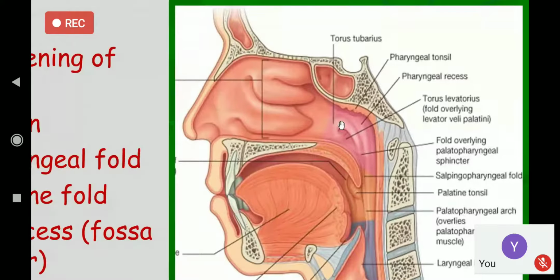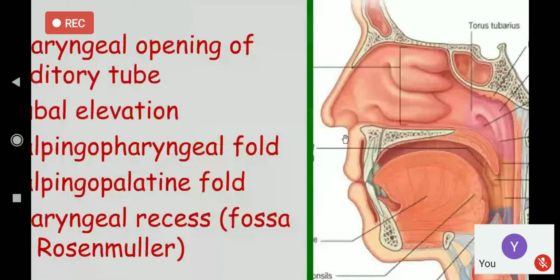Now, can you see the fold? One fold is passing towards the pharynx and one fold is going towards the soft palate. The fold which is going towards the pharynx is known as the salpingopharyngeal fold. And the fold which is going towards the palate from the tube, you just join those two words: salpingopalatine fold. Salpingopalatine fold and salpingopharyngeal fold. So we have these two.